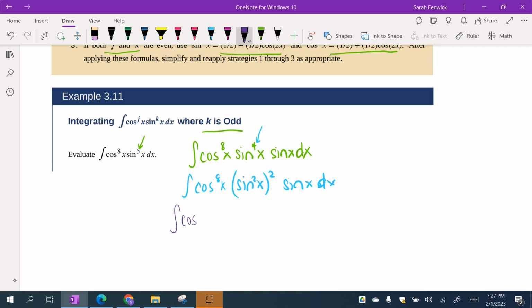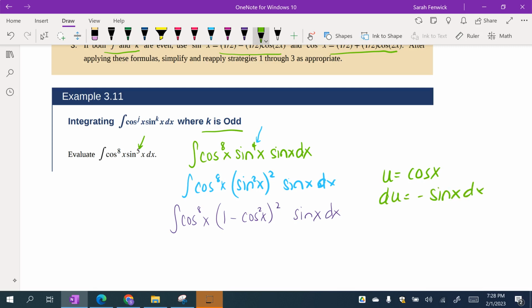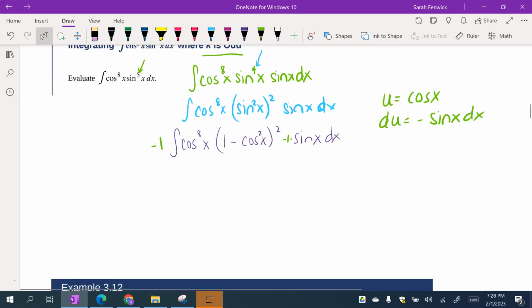Integral cosine to the 8th x, 1 minus cosine squared x squared, sine x dx. Well, if we make u equal cosine x, du equals negative sine x dx, we know we're putting a negative 1 here and here. So when we rewrite, we have negative 1 integral u to the 8th times 1 minus u squared squared du.